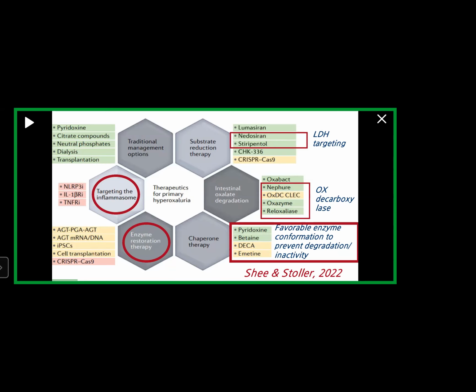What we know is lumasiran is now approved as an orphan drug. Several others are in trial phases, and those on the left side targeting enzyme restoration and inflammasome are currently in preclinical trials, in non-human studies yet. And this is from Shi and Stoller, who published this in 2022, just last year.